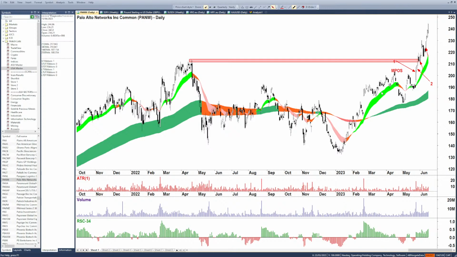Palo Alto Networks. I can't buy it here. It's just too far away from my green zone. But I think it's tremendous. If you've got it, hold it.